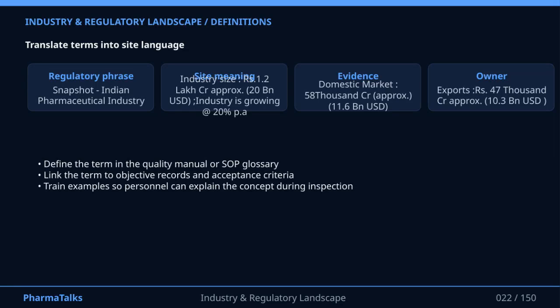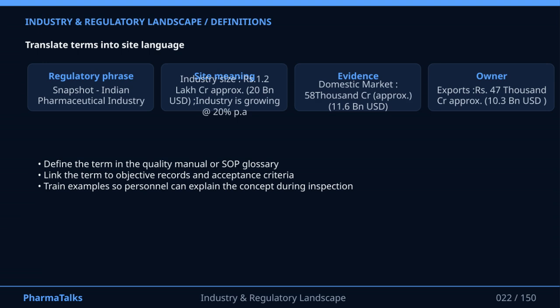Here, we're focusing on the industry and regulatory landscape, particularly within the context of the Indian pharmaceutical sector. First, it's important to translate key regulatory terms into the language used at the site to ensure clear understanding. Defining these terms precisely, whether in the quality manual or SOP glossary, helps maintain consistency. Linking each term to objective records and acceptance criteria provides concrete evidence for compliance, which is critical during inspections. Training personnel with specific examples enables them to confidently explain these concepts when questioned.